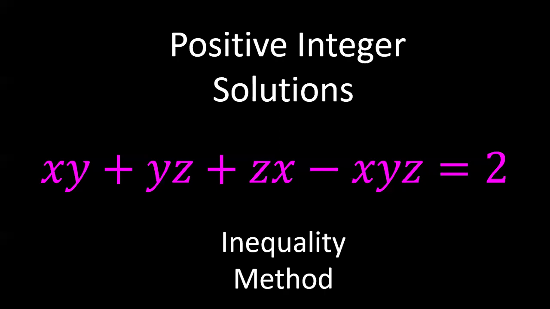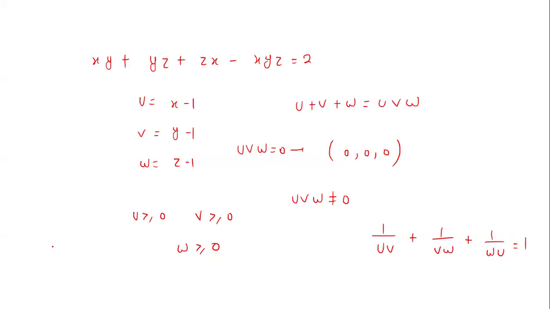So hello guys, in this video we are going to solve this problem. In this problem it is given that we have this equation xy + yz + zx - xyz = 2, and we have to find the positive integer solutions of this equation. So we will use the inequality method. Let's see how we can solve this.